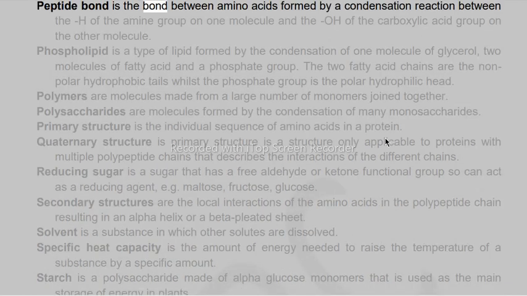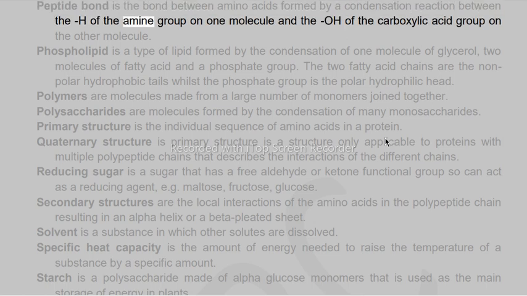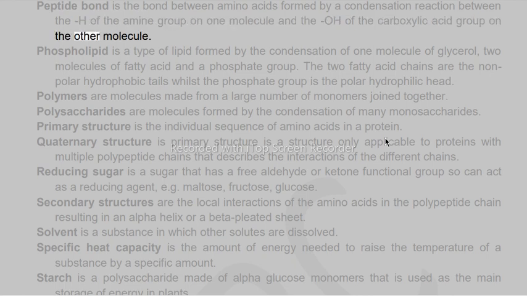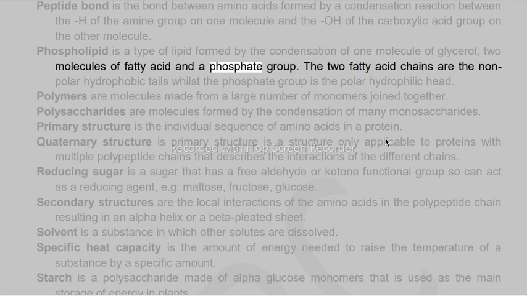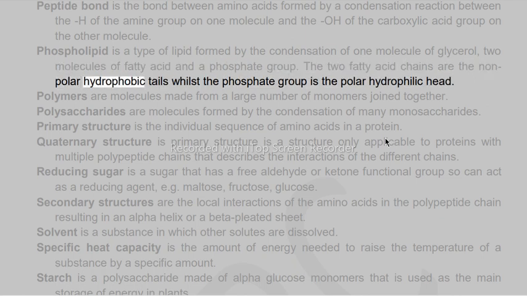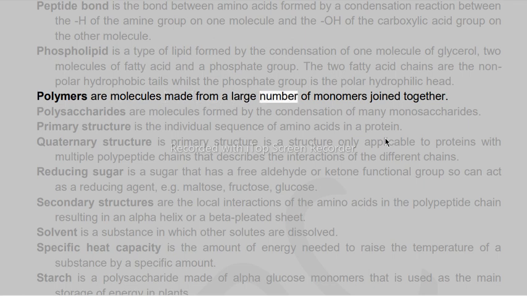Peptide bond is the bond between amino acids formed by a condensation reaction between the H of the amine group on one molecule and the OH of the carboxylic acid group on the other molecule. Phospholipid is a type of lipid formed by the condensation of one molecule of glycerol, two molecules of fatty acid and a phosphate group. The two fatty acid chains are the non-polar hydrophobic tails, whilst the phosphate group is the polar hydrophilic head. Polymers are molecules made from a large number of monomers joined together.